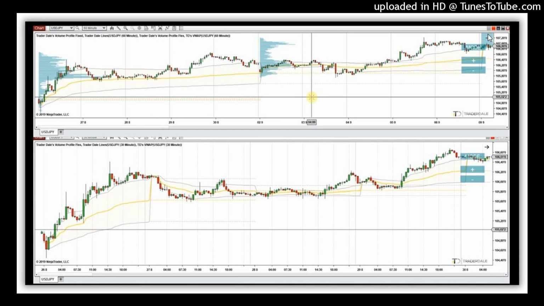Now in here, there would probably be a losing trade. Let me show you. Volume accumulation setup.